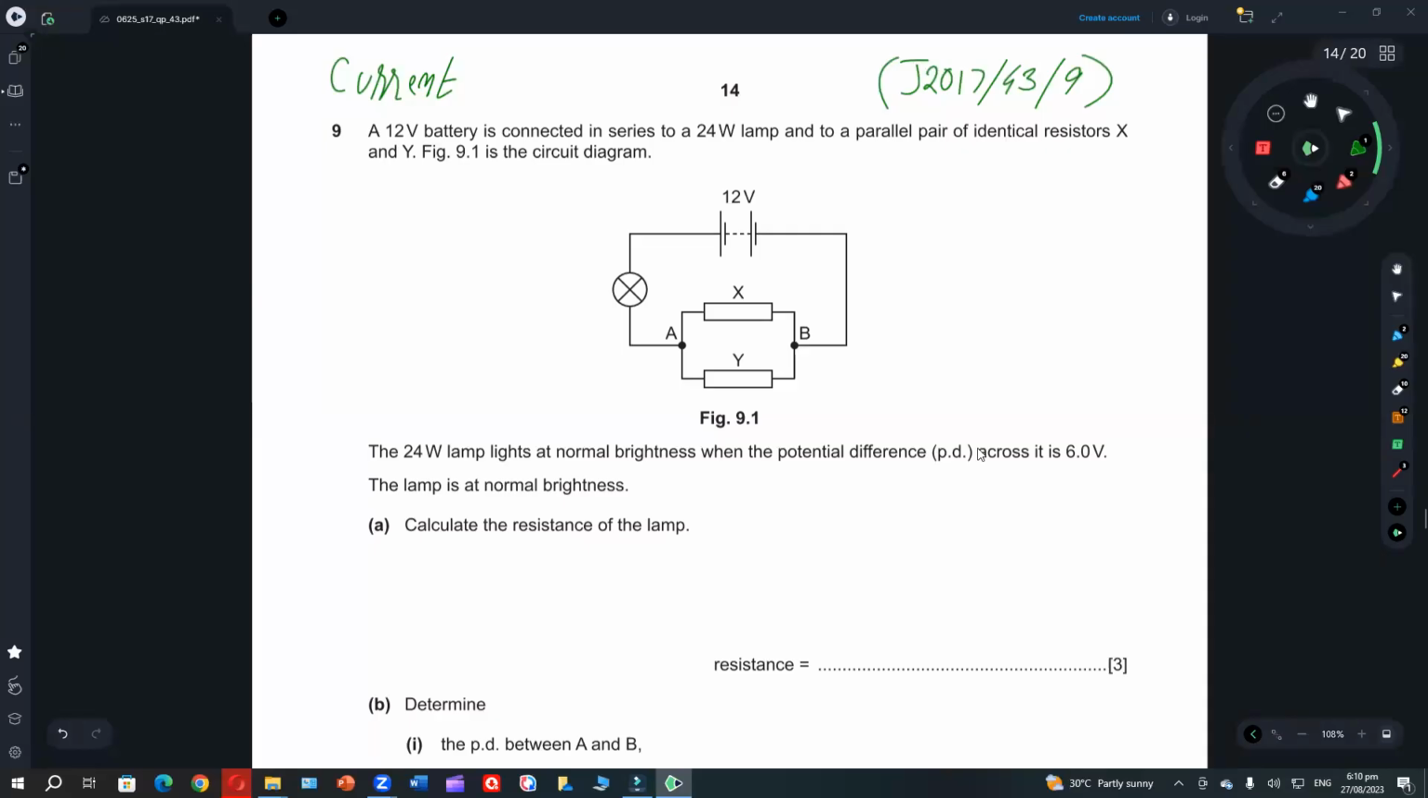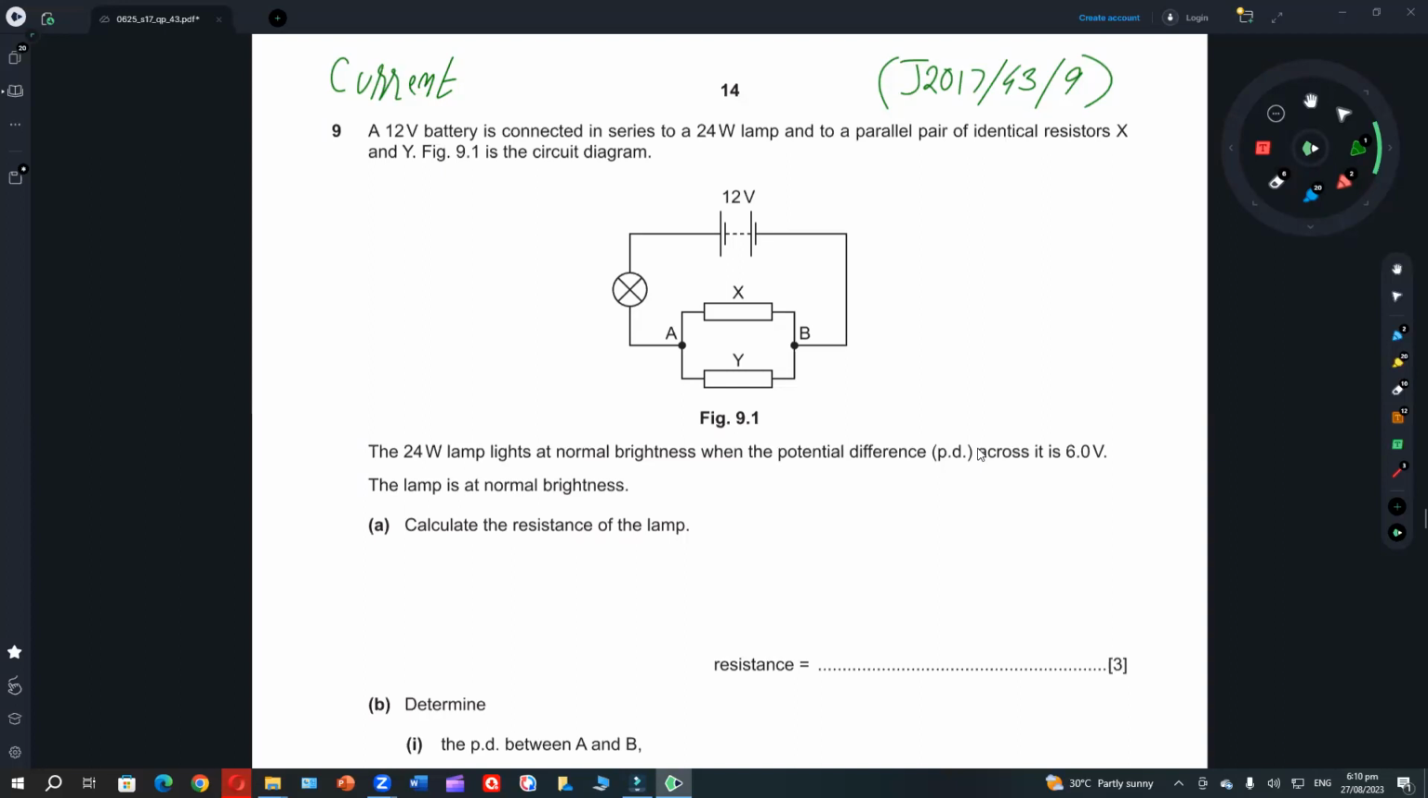A 12-volt battery is connected. Look at the question. First, read the question. A 12-volt battery is connected in series to a 24-watt lamp and to a parallel wire of identical resistors X and Y. Figure 9.1 is the circuit diagram. The 24-watt lamp lights at normal brightness when the potential difference across it is 6 volt.